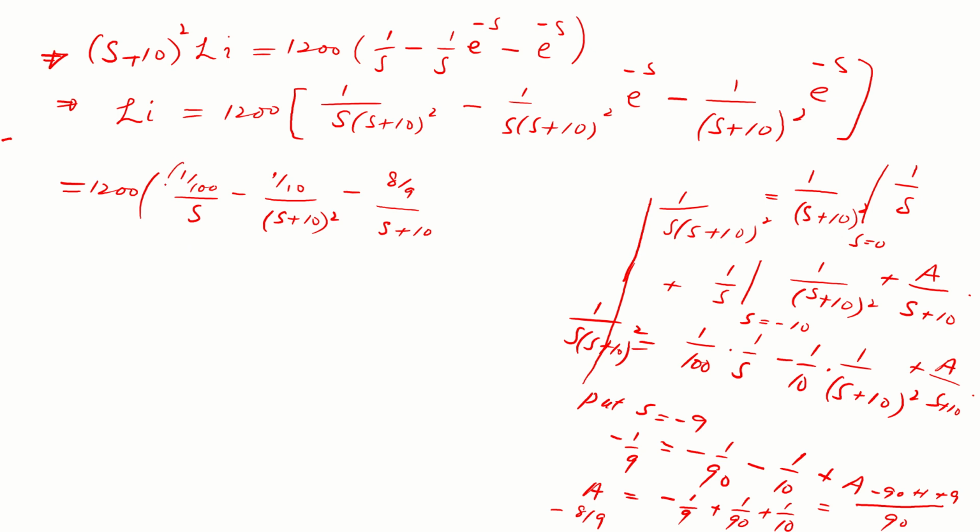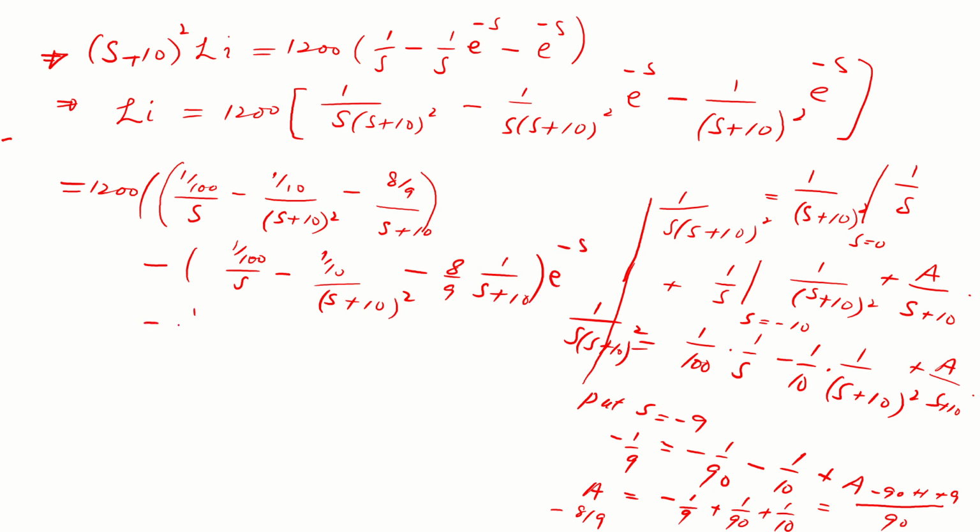You would just repeat the value, only the difference will be multiplying with e power minus s. That will become again 1 by 100 s, 1 by 10 divided by (s plus 10) square. Then we have minus 8 by 9 into 1 over s plus 10 e power minus s. And then we have minus 1 over (s plus 10) square e power minus s. So we are interested to find I now.